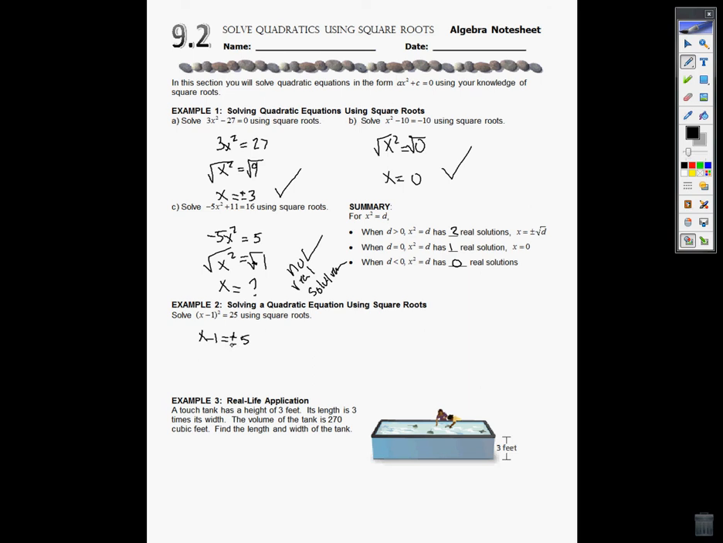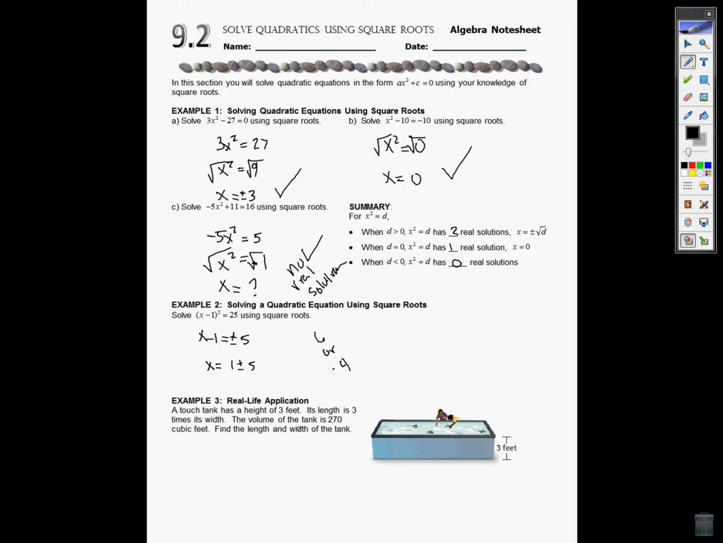Okay, the next step for me would be to add 1 to both sides. But what's interesting here is that I have 2 different options on the right side here. If I add 1, I could be adding 1 to positive 5, or I could be adding 1 to negative 5. And we have to account for both of those situations. So what this is going to say is that x equals 1 plus or minus 5. I have those 2 options. It could be 1 plus 5 and I get 6, or it could be 1 minus 5 and I get negative 4. So I get 6 or negative 4.